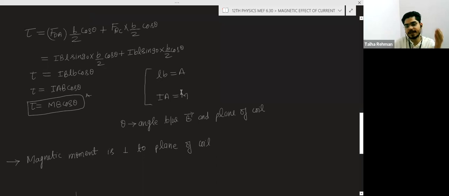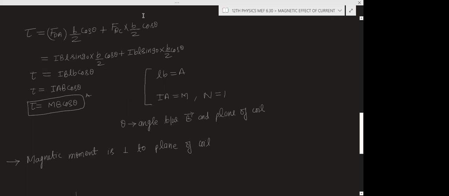Magnetic moment is equal to NIA. N is equal to 1 because we are calculating the torque for N equal to 1. So, magnetic moment for N equal to 1. Number of turns in the coil we have is 1. Done, sir. Nafisa, completed? Yes, sir.